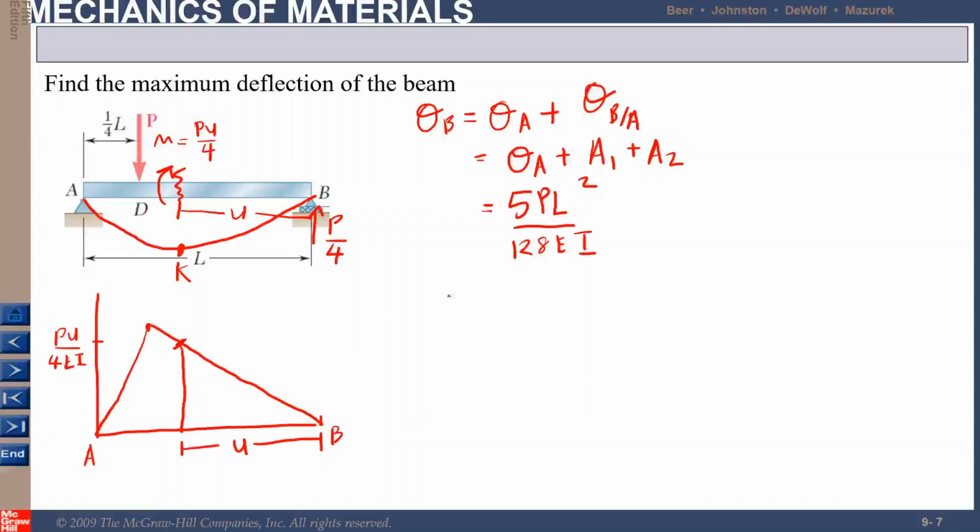Now we can get the value of our A as 1 over 2 times U times PU over 4 EI. So our value of A will be PU square over 8 EI.